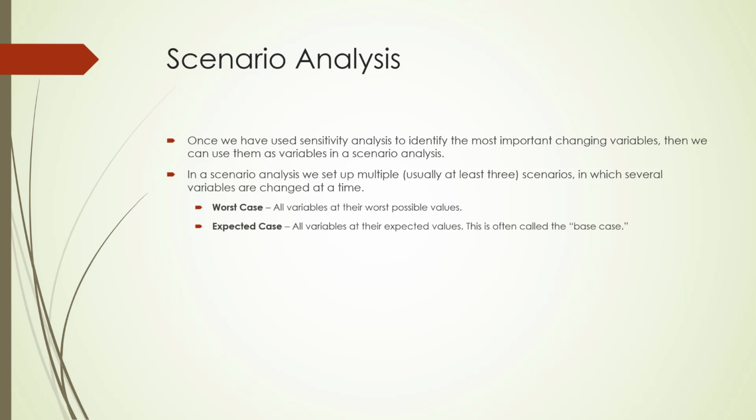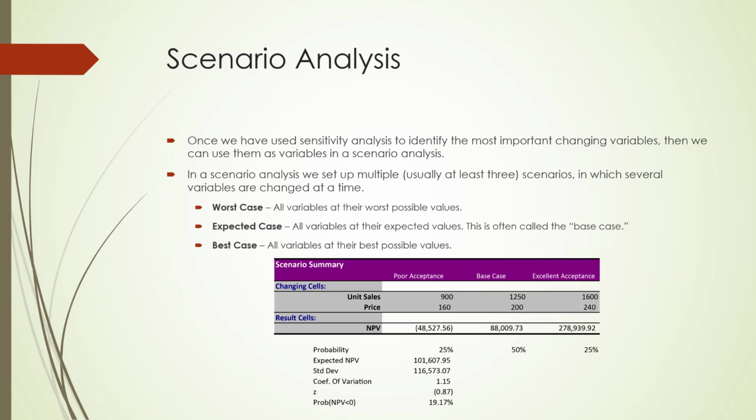The base case, or the expected case, everything is exactly where we expect it to be. And then in the best case, all of the variables are at their best possible values. So that would be the highest possible unit sales, the lowest possible cost of capital. And again, we're going to calculate an NPV for each of these, and that'll give us an idea of the range of possible outcomes.